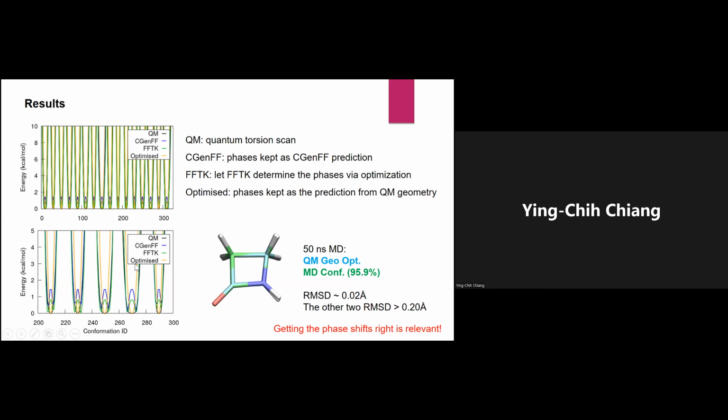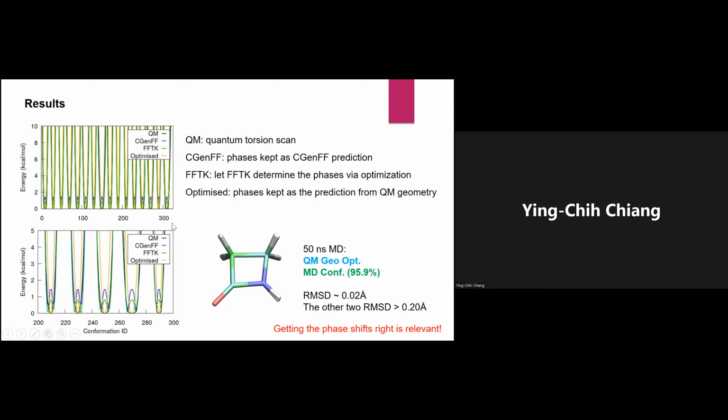But if you use the prediction and then keep the phase locked, then you can optimize the potential such that at least we can reproduce where the equilibrium geometry, or the energy minimum, is supposed to be. Maybe we lose a little bit on how wide the distribution can be, but at least the location of the distribution is in the right place.